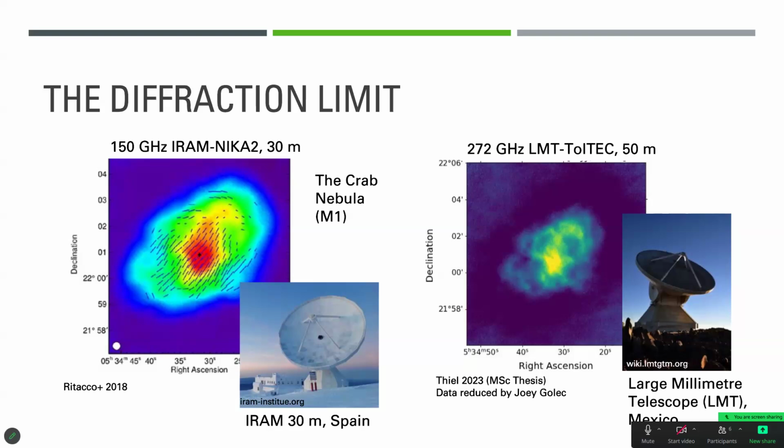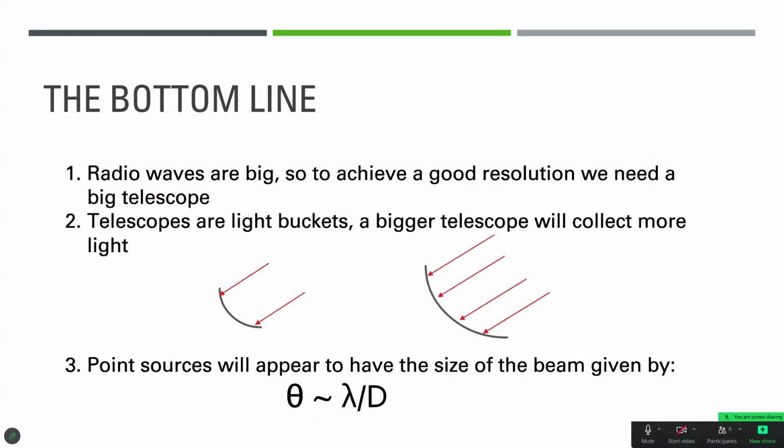Now you'll notice that this is a smaller telescope with a longer wavelength, and this is a bigger telescope with a shorter wavelength. Notice there's a lot more small scale features in there than there is in this image. And that's because the resolution of these two is very different, right? This one has a lower resolution than that because the telescope is smaller and the observing wavelength is bigger, right? So the bottom line here is radio waves are big. So if we want a good resolution, we want a big telescope.